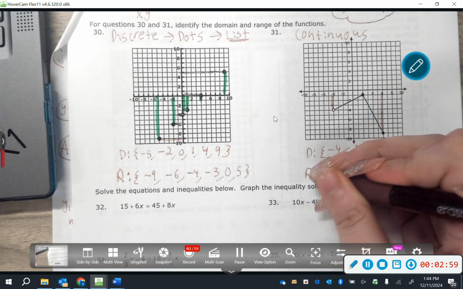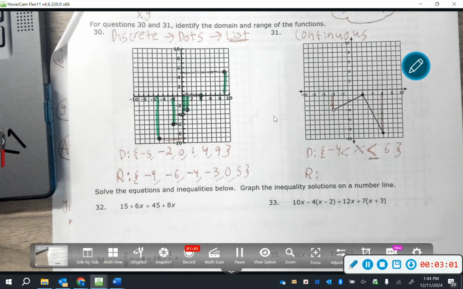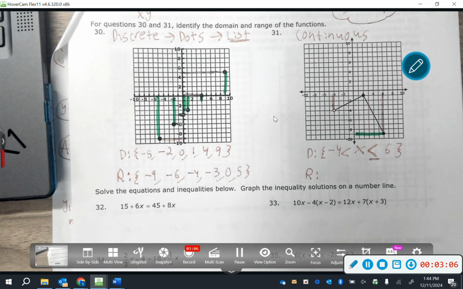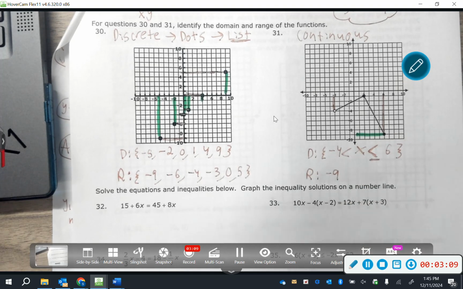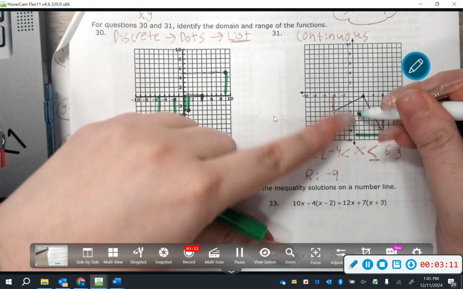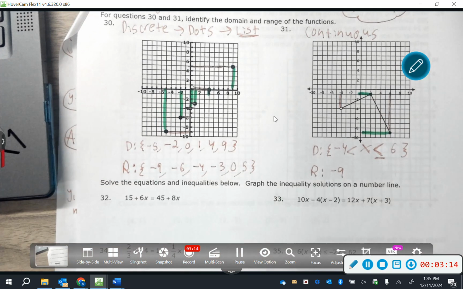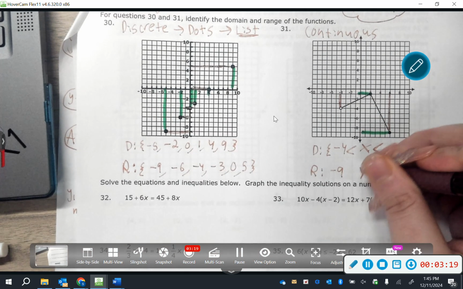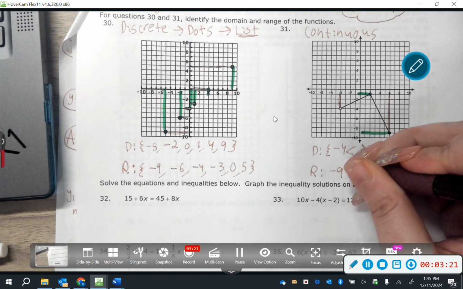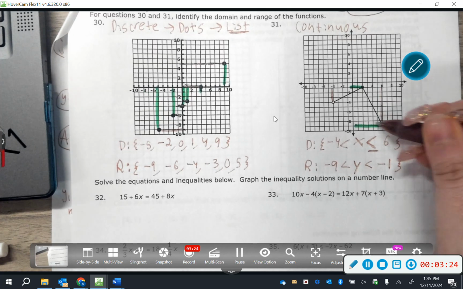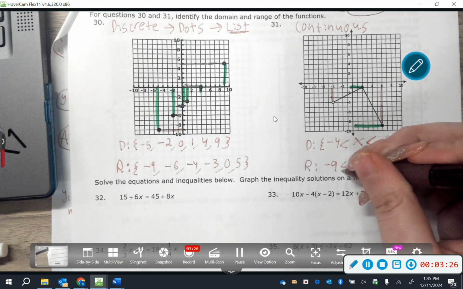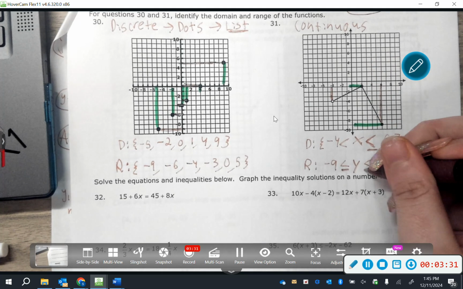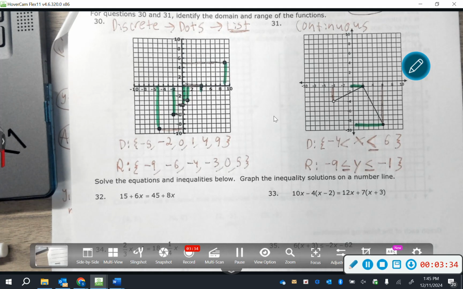Okay, for my range, we do bottom to top. The lowest we can go is -9. So I'm going to write that down. The highest I can go is not at this point; the highest we can go is at -1. So I'm going to write down -9, write down -1, put y in the middle, put my less than and my less than. At -9, we have a closed circle, so it's going to be or equal to. At -1, we also have a closed circle, so that one's also or equal to.